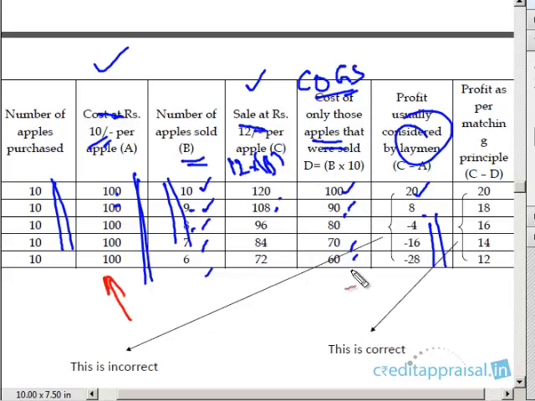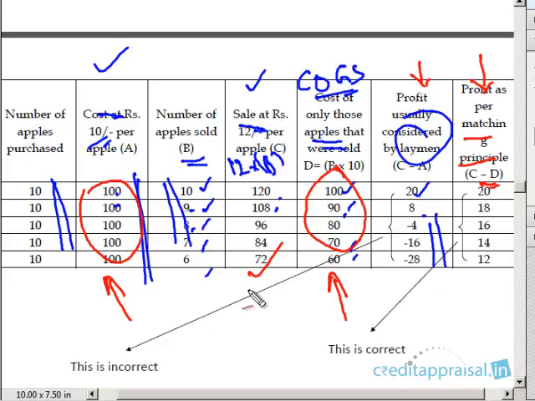What is the difference between this column and this column? This column is the cost of all the 10 apples. All the 10 apples' cost we are taking here. Here we are taking only the cost of the apples that are sold, right? So this column reports the profit as per the layman. You're going to get a loss in some scenarios, but this is the correct profit. The correct profit is as per the matching principle, right? So this will be the column C, this column sale minus cost of the apples that were sold. So C minus D, this is the correct way of getting the profit.